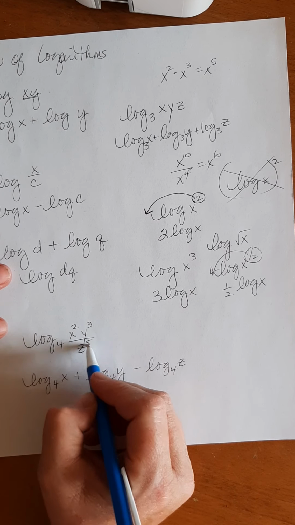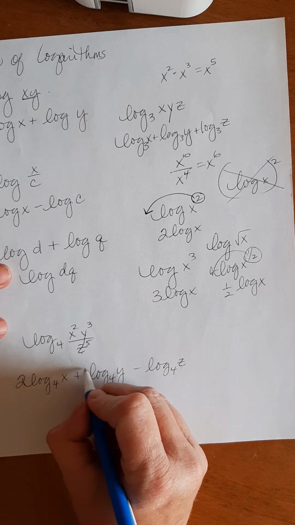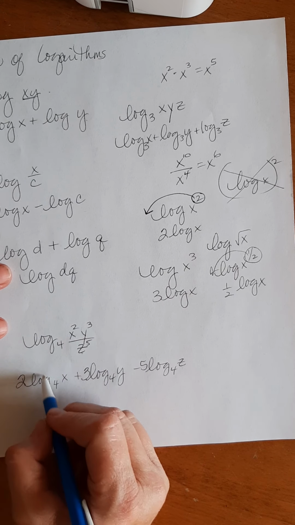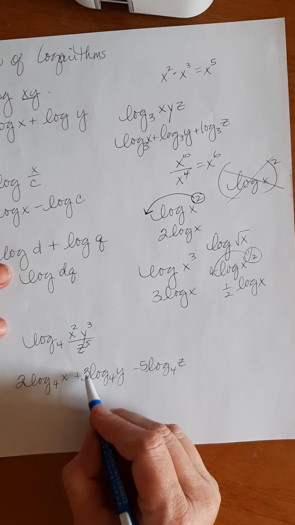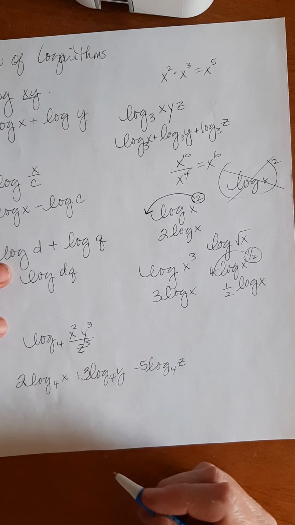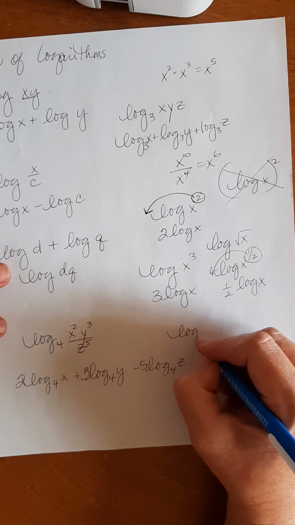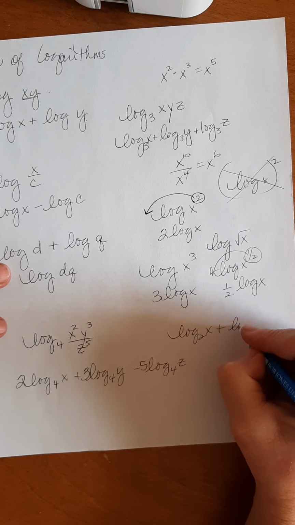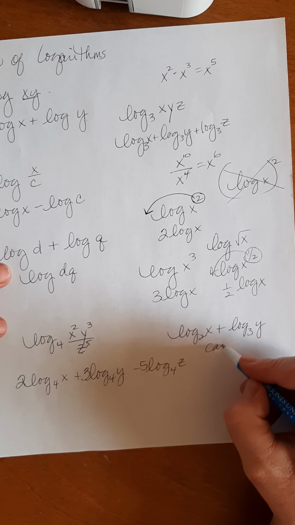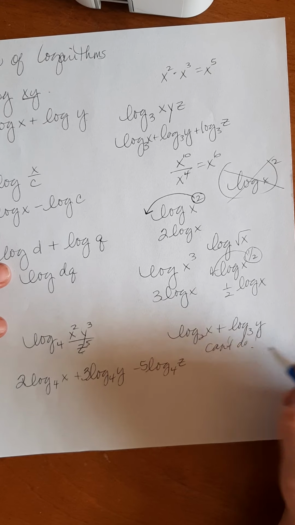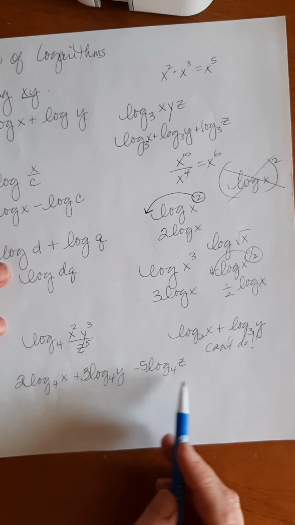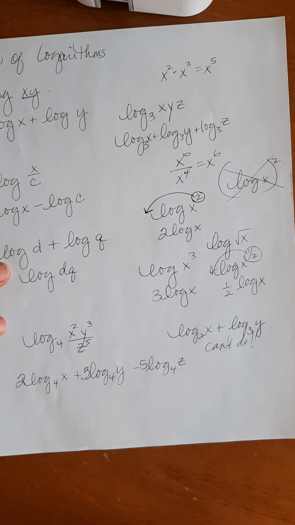And what are you going to do with those exponents? Yep, you're going to put them out front. So 2 log base 4 of x plus 3 log base 4 of y minus 5 log base 4 of z. Now, if by chance you ever come across this where it's different bases, you can't do it. It's got to be the same base. But as long as they're the same base, you can condense them.